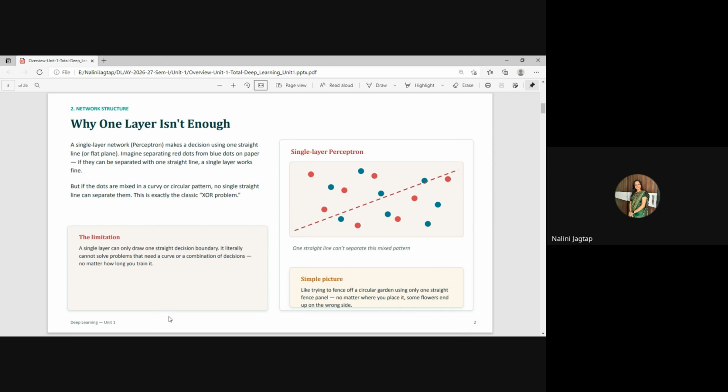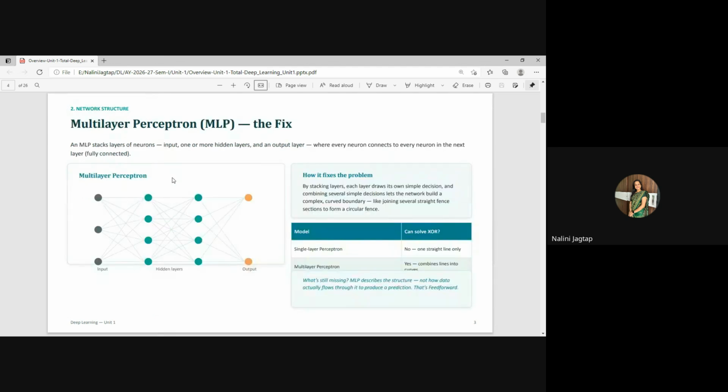Then, what is the single layer perceptron and what was the XOR problem? If I'm able to differentiate between the red and blue dots with a single line, that's a very easy problem, and it can be solved with the single layer neuron, or the perceptron. But if we have the red and blue dots dispersed over each other in a circular or mixed pattern, then it will be difficult for a single layer perceptron or single layer network to differentiate between them. So this problem cannot be solved with the perceptron, and we require the multi-layer perceptron. That also we have seen.